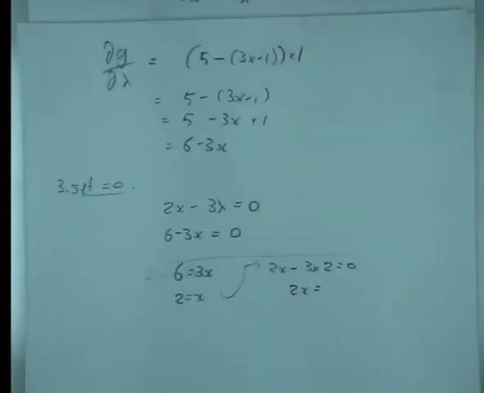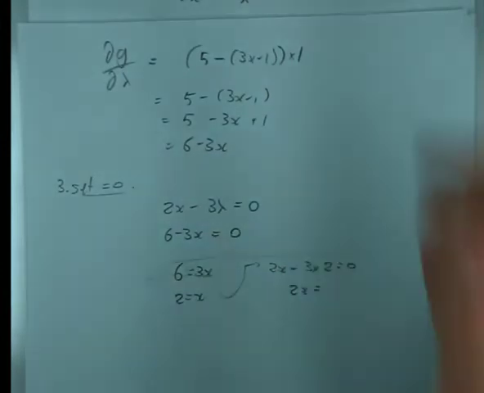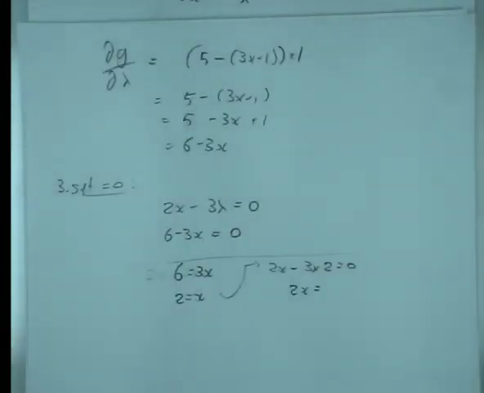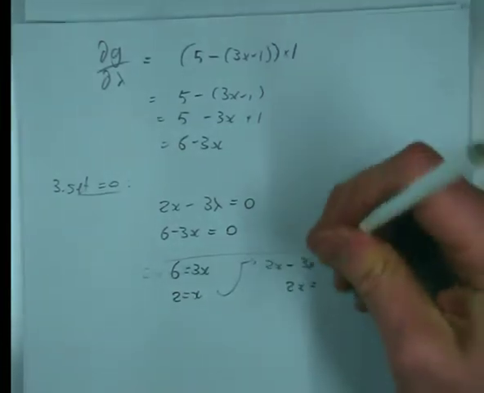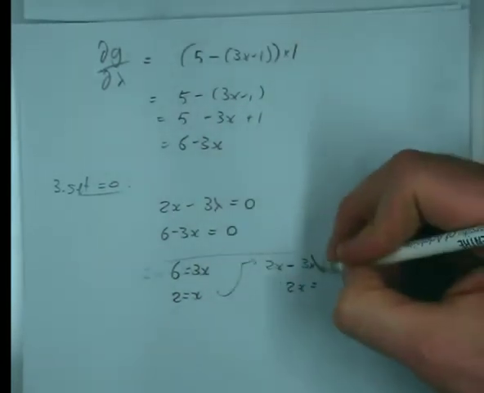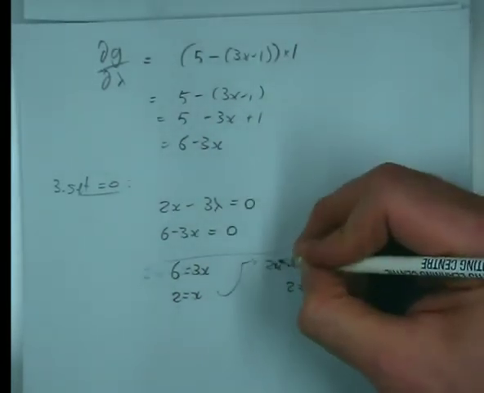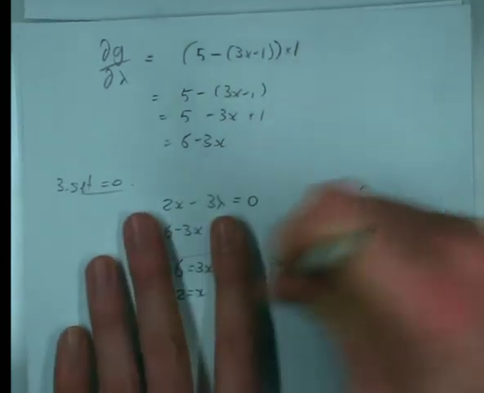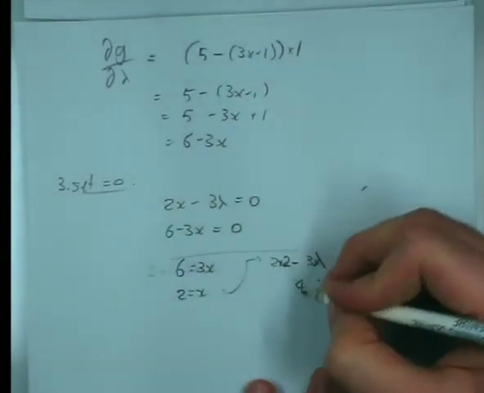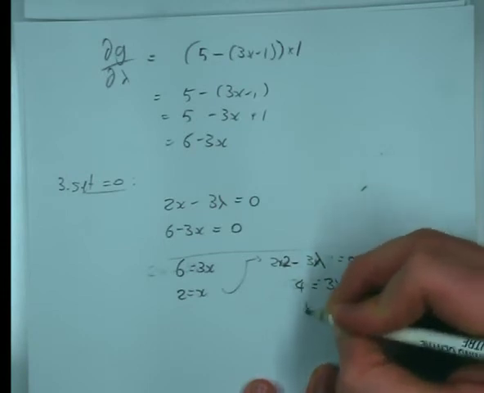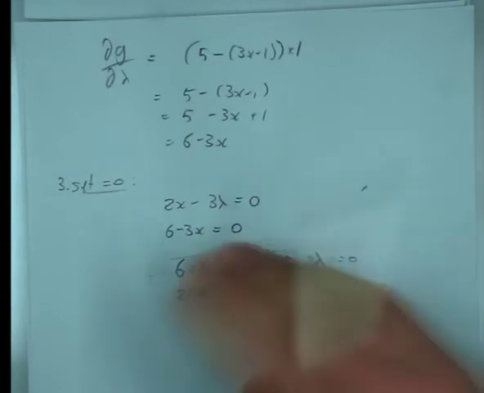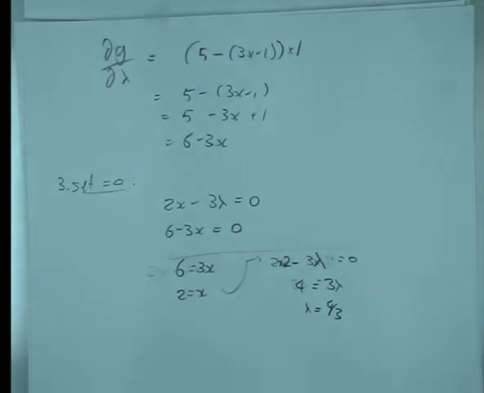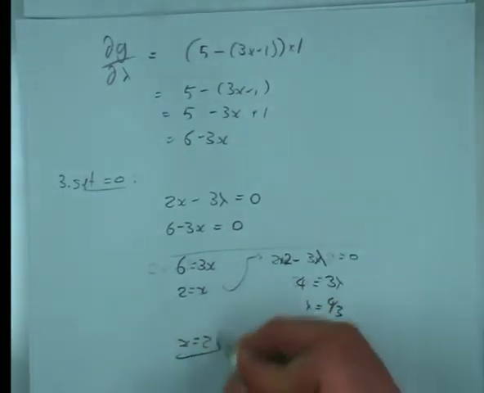Oh, there's no solution. Crap. Let's ignore all of that, because I thought it would be fabulous and work out the way it is. Oh, that's okay, I subbed into the wrong one. 3 lambda, it's 2 times 2. So I've got that 4 equals 3 lambda, so lambda is 4/3. So what this tells me is that x equals 2.